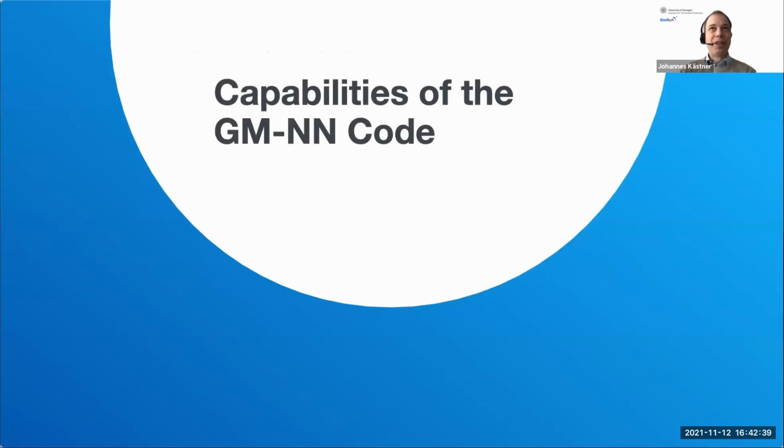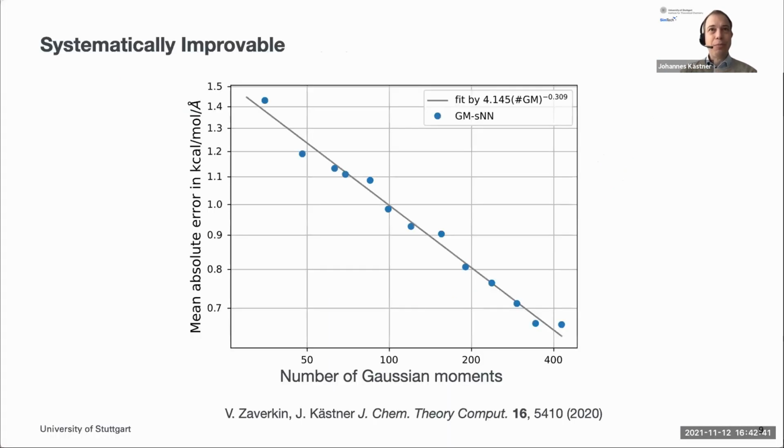So first, a few words to the capabilities. So what can our code actually achieve? The descriptor is systematically improvable. That means if we use a larger descriptor, if we use more Gaussian moments, we get more accurate in a power law, essentially. So it is really nicely, smoothly improvable. We can really have one knob, how many Gaussian moments we use, and that will result in the error in the prediction. This is the force error here, but it will look similar for the predicted energy error.